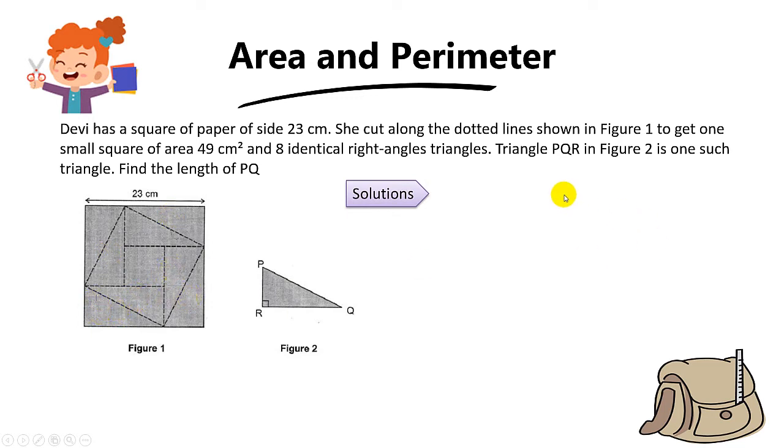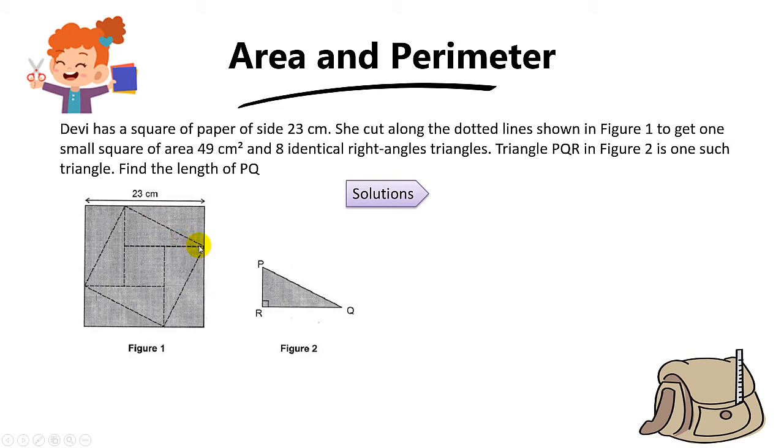Then the question says that triangle PQR in figure 2 is one such triangle. In other words, if you take out one triangle and paste it over here, these two triangles will be exactly the same. The question asks us to find the length of PQ, which is this length over here. So how do we find this length?